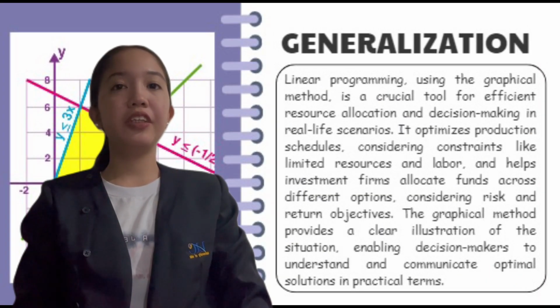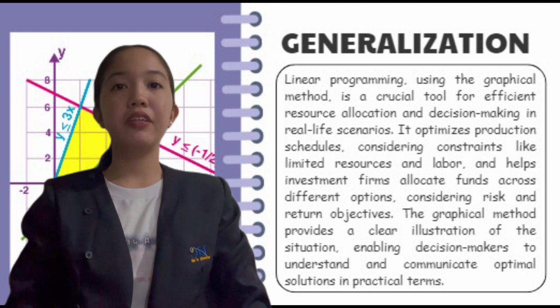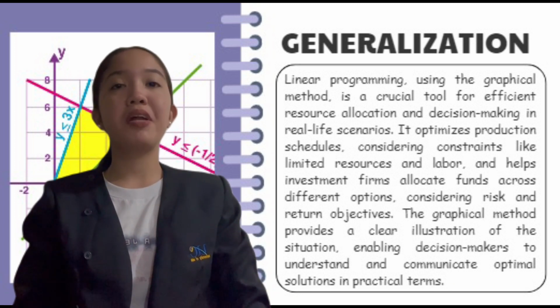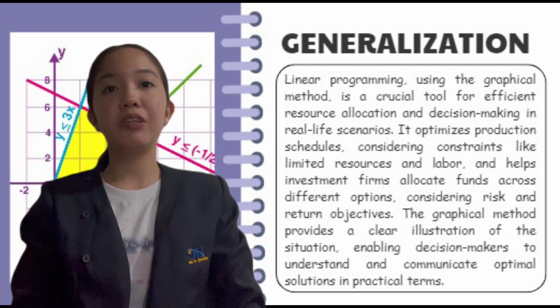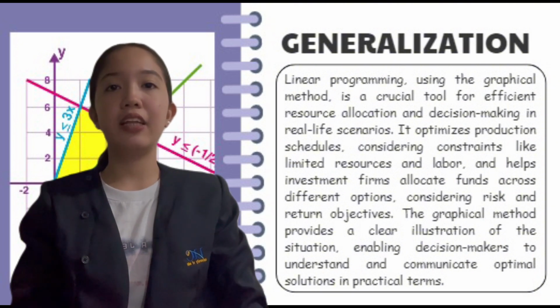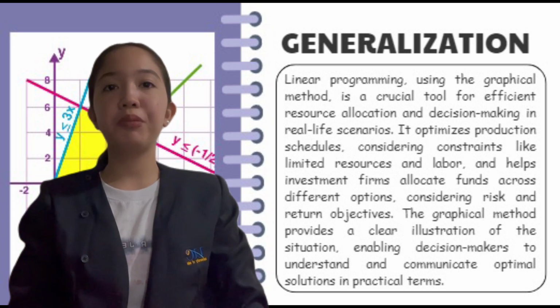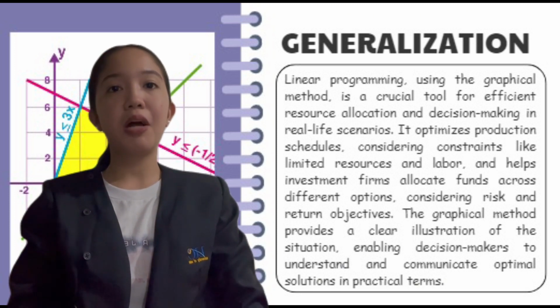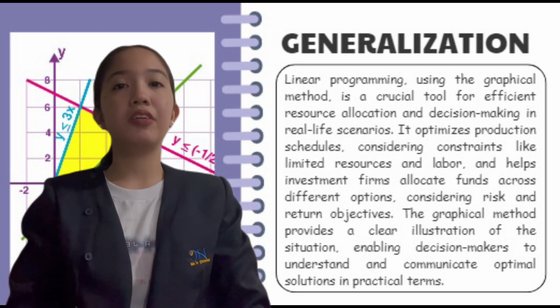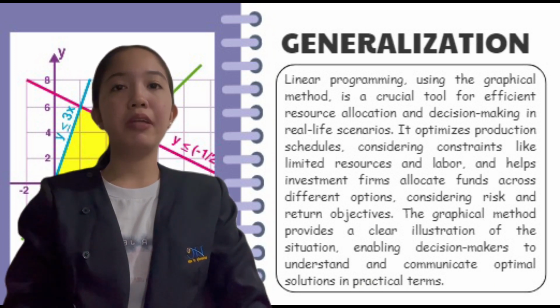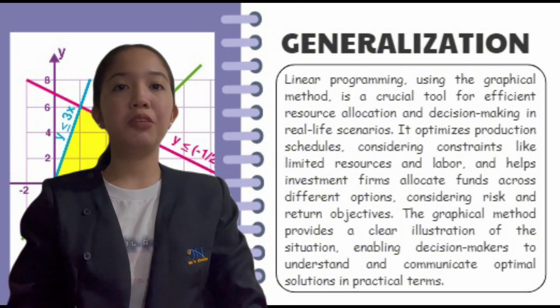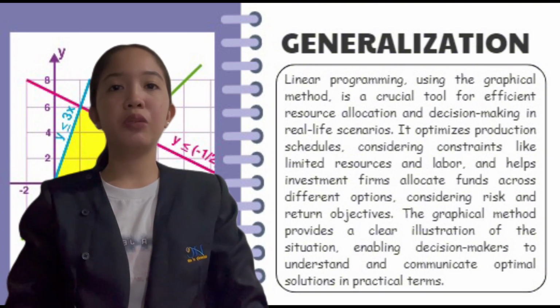In generalization, linear programming using the graphical method is a crucial tool for efficient resource allocation and decision-making in real-life scenarios. For example, in manufacturing, it optimizes production schedules while considering constraints like limited raw materials and labor. Another example is that it helps investment firms allocate funds across different options, considering risk and return objectives. The graphical method provides a clear illustration of the situation, enabling decision makers to understand and communicate optimal solutions in practical terms.